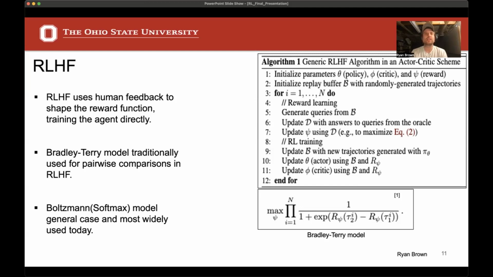There are two versions of RLHF, human in the loop and with human input only. To the right is a generic actor-critic algorithm based on the Bradley-Terry model that has human-only input. This model is used in pairwise comparisons. For example, is A more preferred than B? A quick walkthrough of this algorithm shows that we are generating queries through past experiences, updating the answers to those questions from the human, updating the reward function based on the responses from the human, and then generating new questions from the current policy, and then we update the actor and critic models.